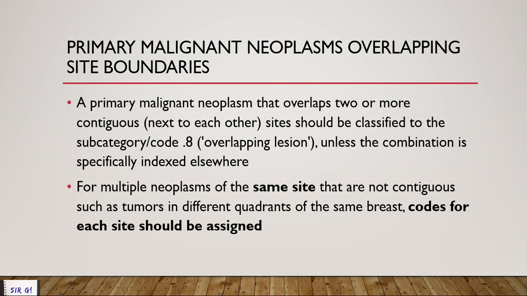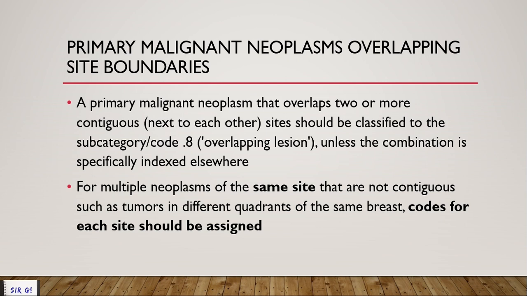Okay, so there's a specific code for skin of the nose versus the skin of the cheek. For example, if a lesion is on the cheeks and in the nose and it overlaps two or more sites, is there a specific code for that? If there's an overlapping lesion, we have an additional code, or an option subcategory, which is your subcategory 0.8, unless the combination is specifically indexed elsewhere.